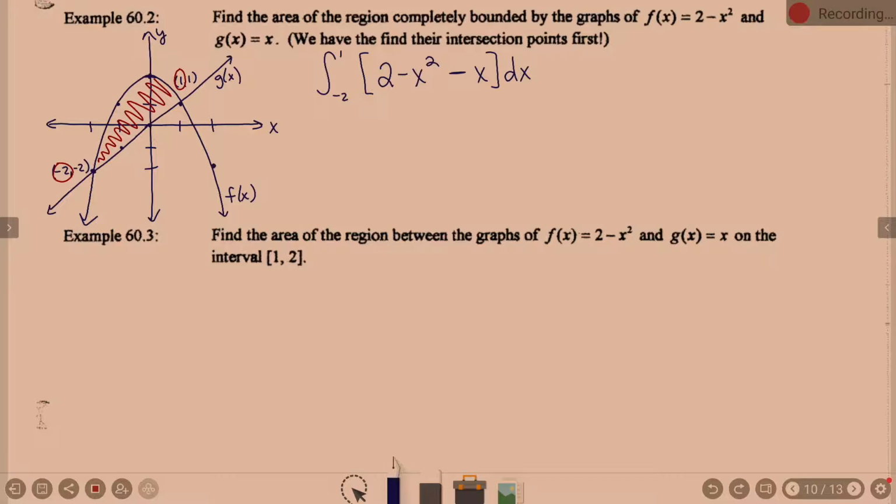So integral of 2 is 2x minus the integral of x squared, 1/3 x cubed, or x cubed over 3, minus the integral of x, which is 1/2 x squared, or x squared over 2, evaluated from -2 to 1.